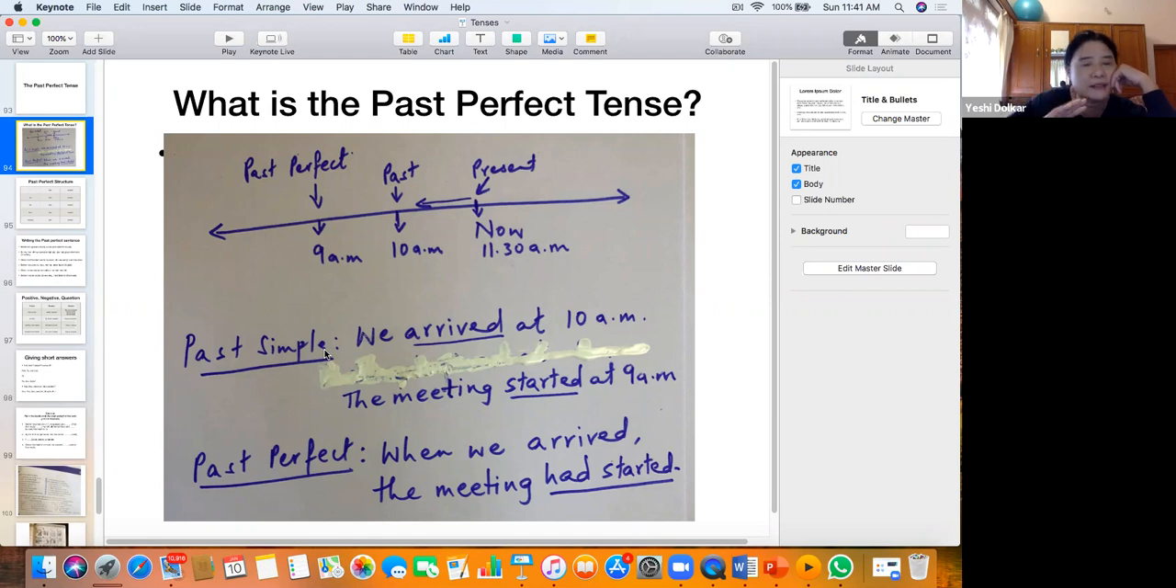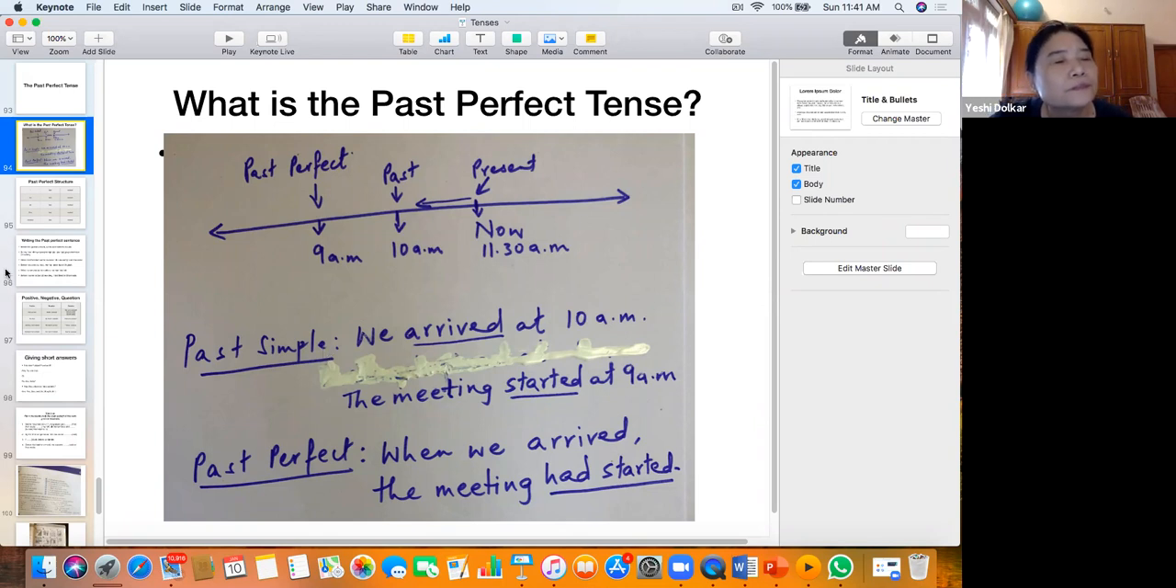Both are past, but they did not happen at the same time. All right. So one happened before the other one. Now we are talking about both of them. You have to clearly make a distinction there. When we arrived, the meeting started. But if I say, when we arrived, the meeting had started.